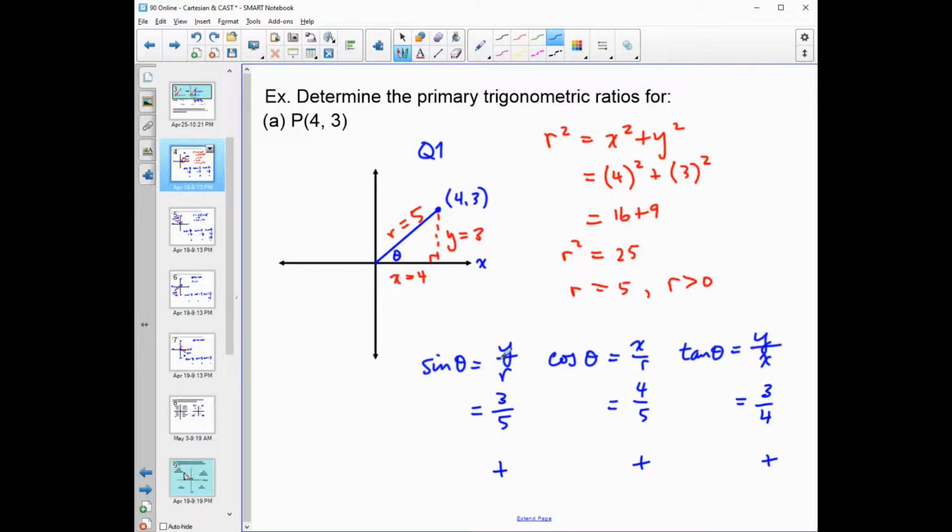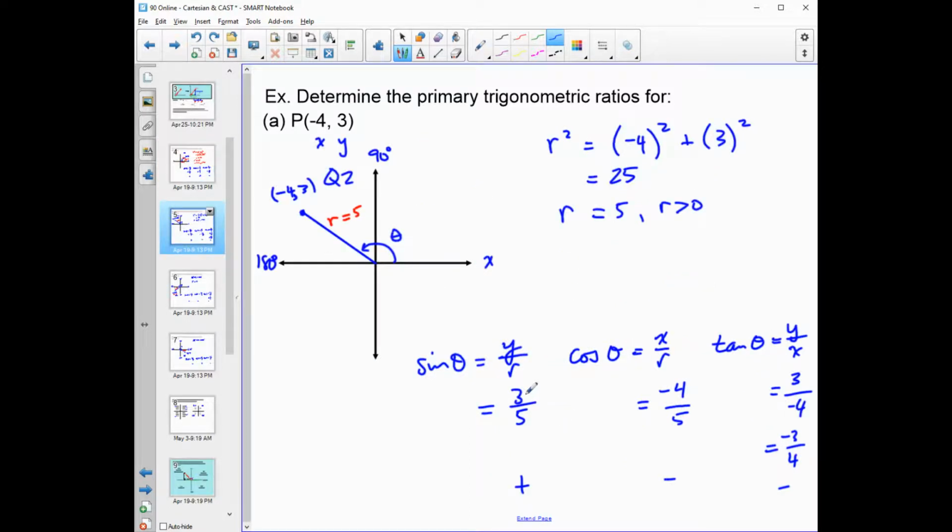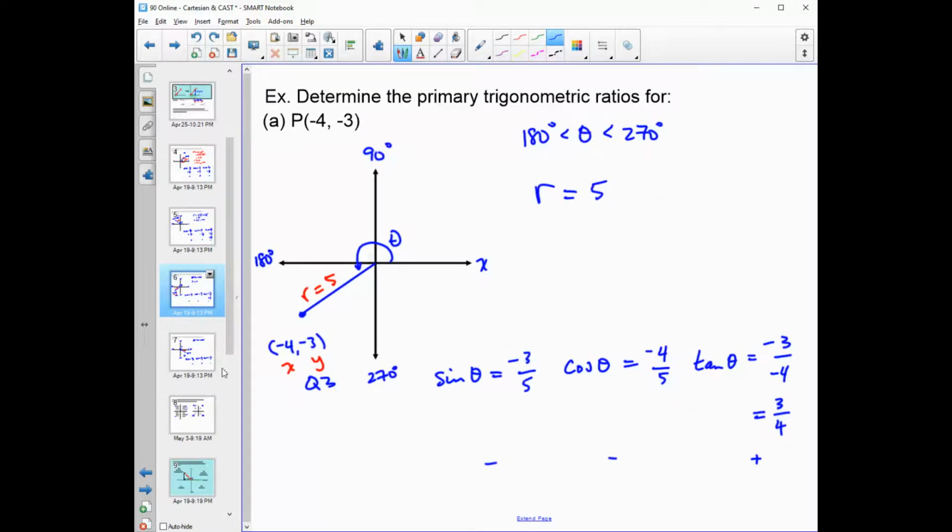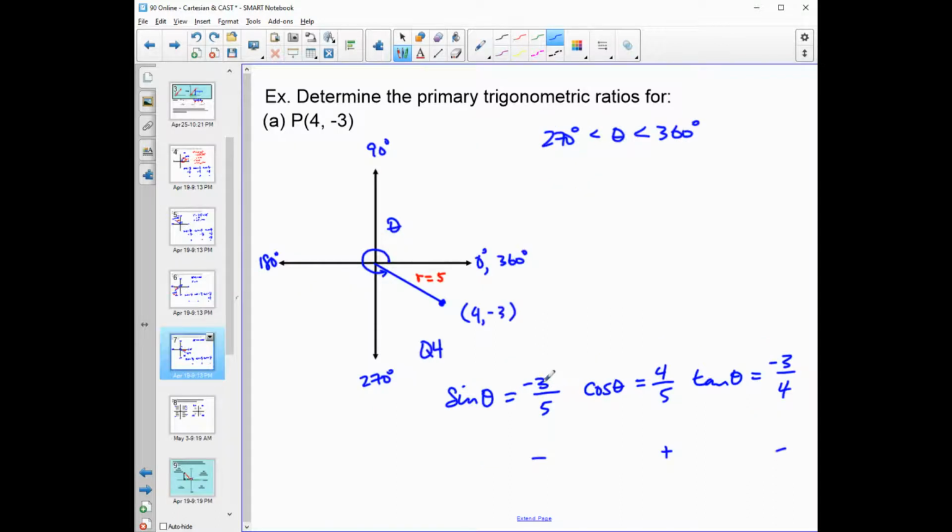Let's focus on sine of theta. Sine of theta was equal to 3 over 5. When I moved into quadrant 2, sine of theta was still 3 over 5. In quadrant 3, it was -3 over 5, and in quadrant 4, it was -3 over 5. So other than being positive or negative, all of those had the same ratio. The absolute value or the magnitude was 3 over 5 or 0.6.